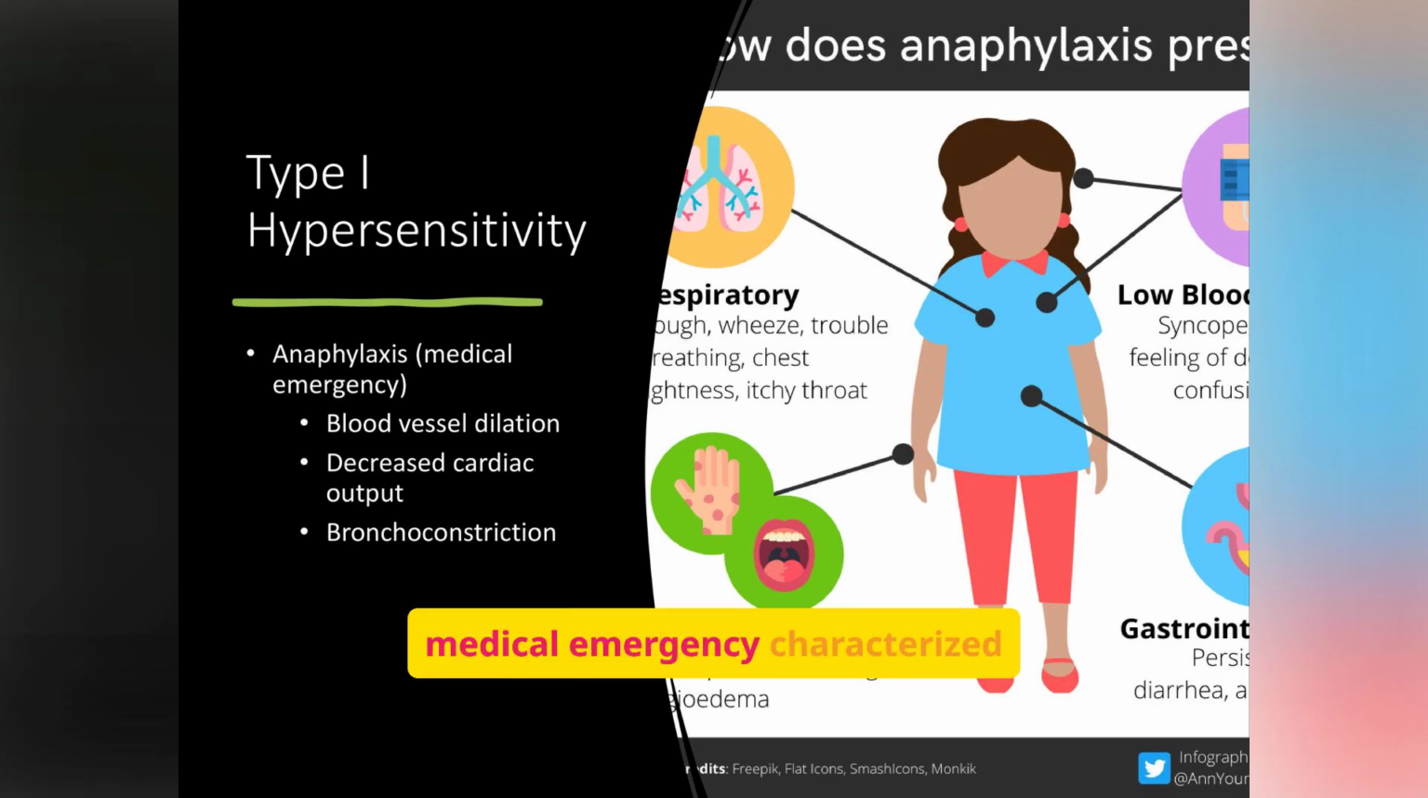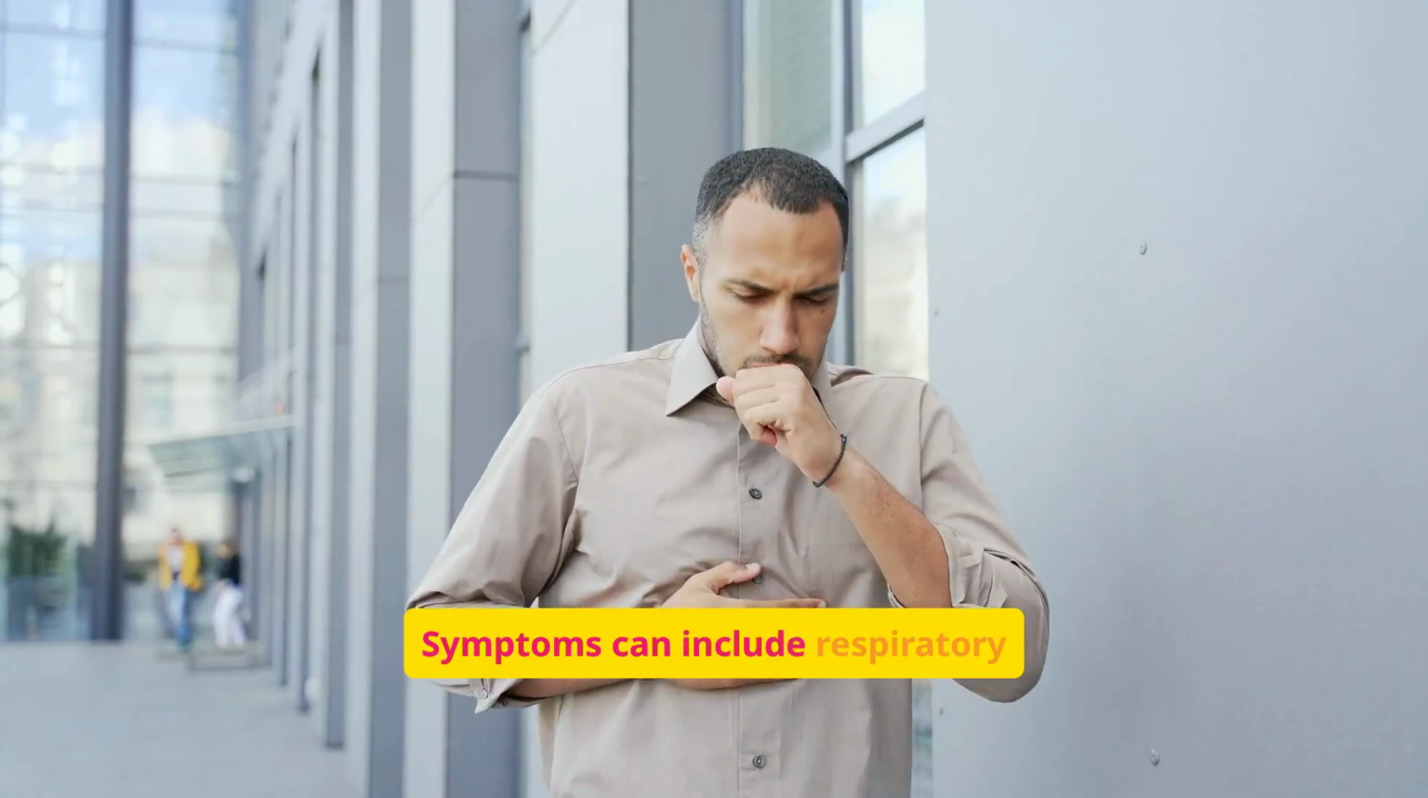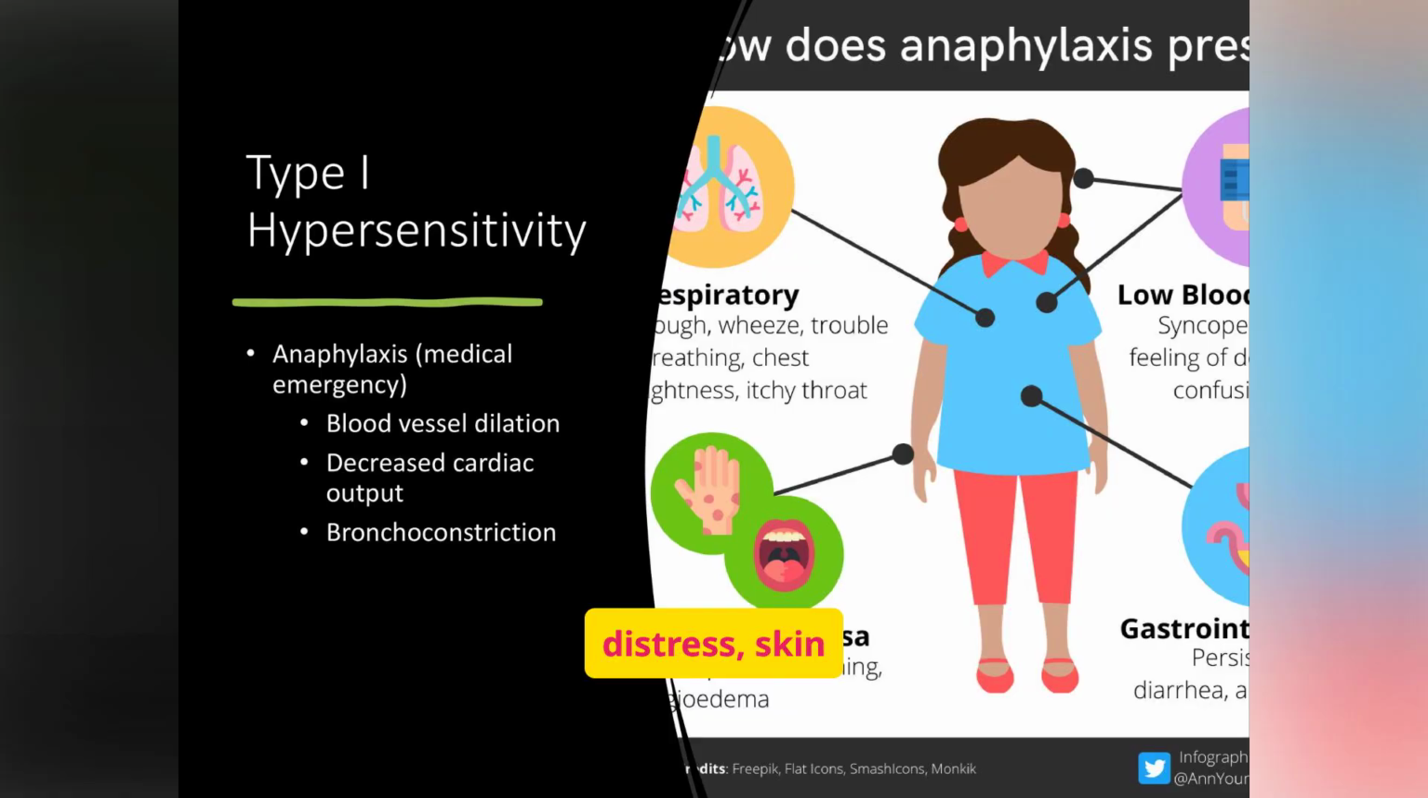Anaphylaxis is a medical emergency characterized by blood vessel dilation, decreased cardiac output, and bronchoconstriction. Symptoms can include respiratory distress, skin reactions, low blood pressure, and gastrointestinal issues.